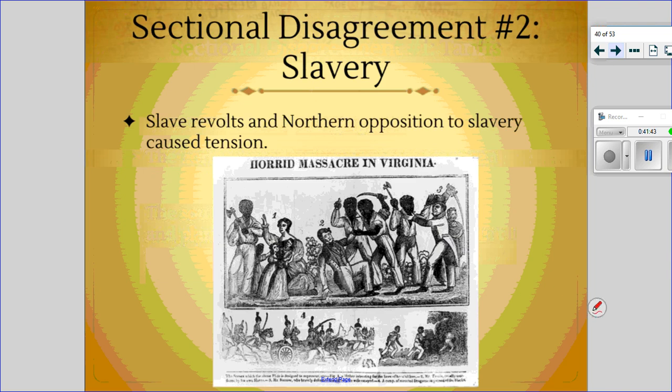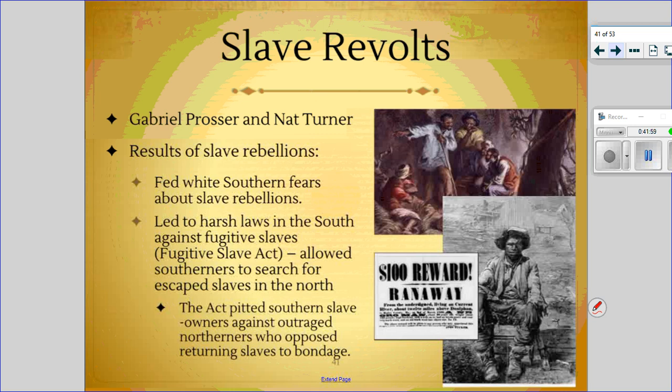All right, disagreements over slavery. Slave revolts in the South caused a lot of fear among Southerners. The North was opposed to slavery, and so this is becoming increasingly a point of division. Remember that the abolitionist movement is growing.